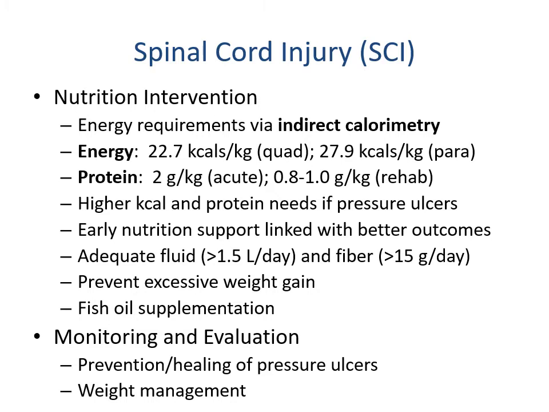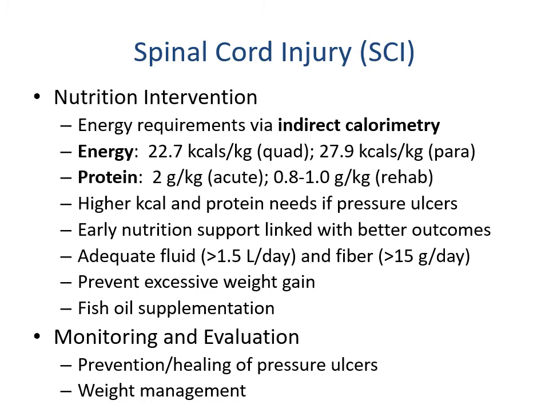Again, while we're trying to heal tissue, and we have that traumatic event with hypercatabolism and breakdown of tissue. But then in the rehab setting, once the inflammation has subsided, approximately 0.8 to 1 gram per kilogram is adequate. Higher calorie and protein needs if there are pressure ulcers. Because the patients are in one position for so long, it is common for them to get pressure ulcers or bed sores. So if they do have that tissue breakdown, we want to ensure that we're giving adequate calories and protein to support healing.